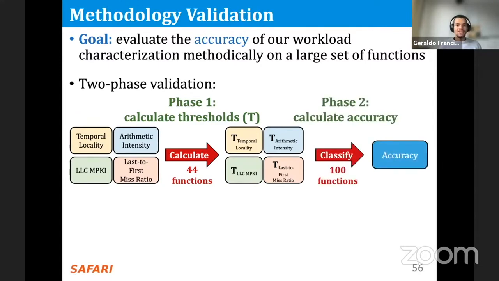In phase 2 of validation, we calculate the accuracy of our workload characterization by classifying the remaining 100 memory bound functions using the threshold values we obtained from phase 1 and the last-level-cache miss ratio curve slope. After phase 2, a function is considered to be correctly classified into a memory bottleneck class if and only if it fits the definition of the assigned class using the threshold values obtained from phase 1 and follows the expected performance trends of the assigned class when the function is executed in the CPU system and in the NDP system.